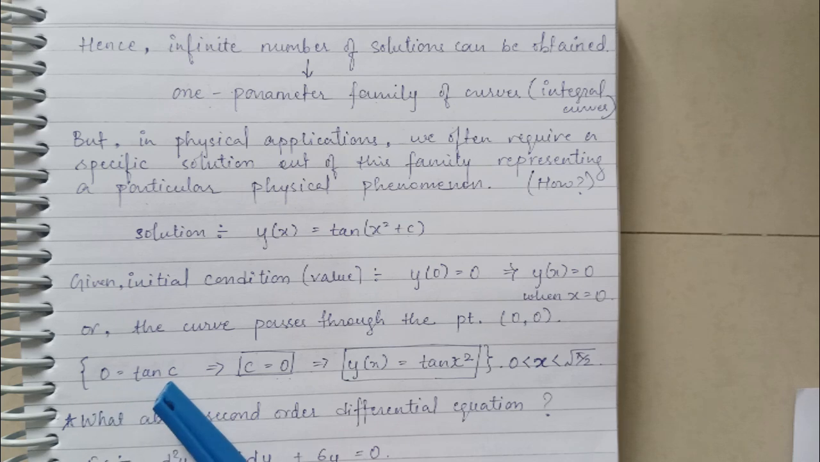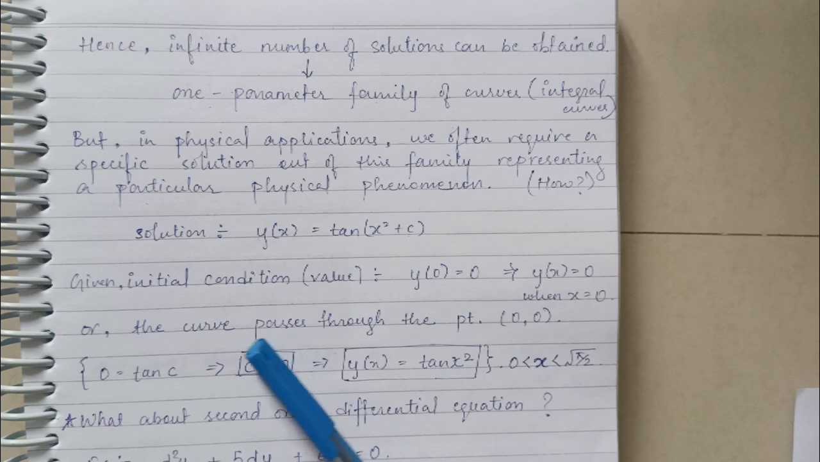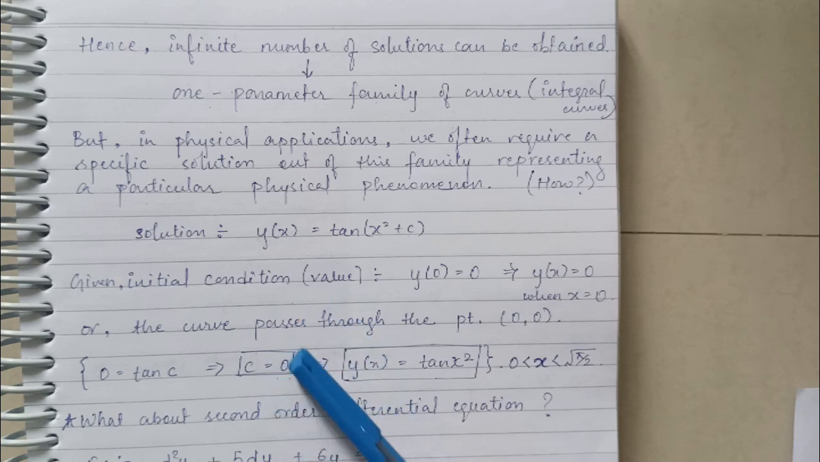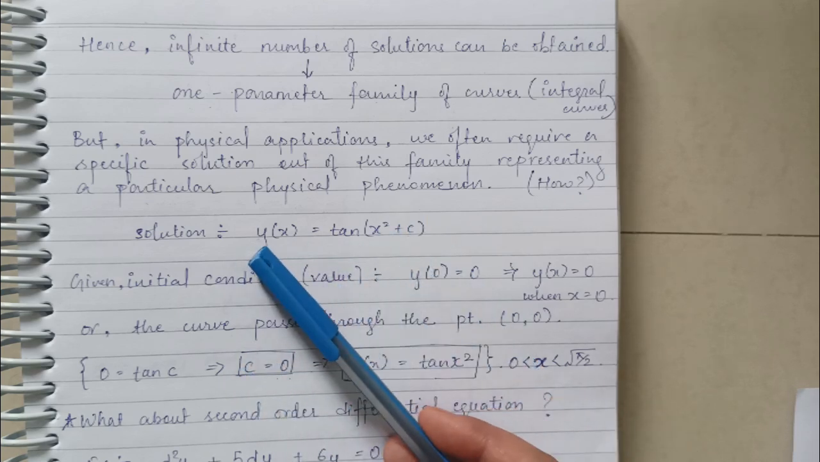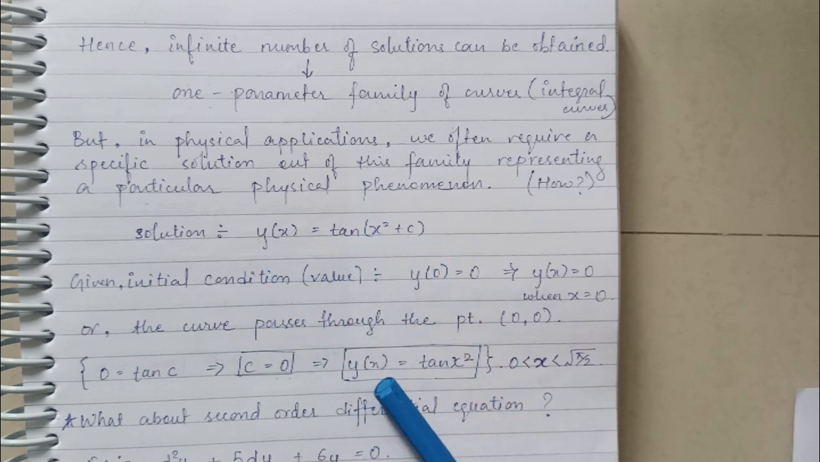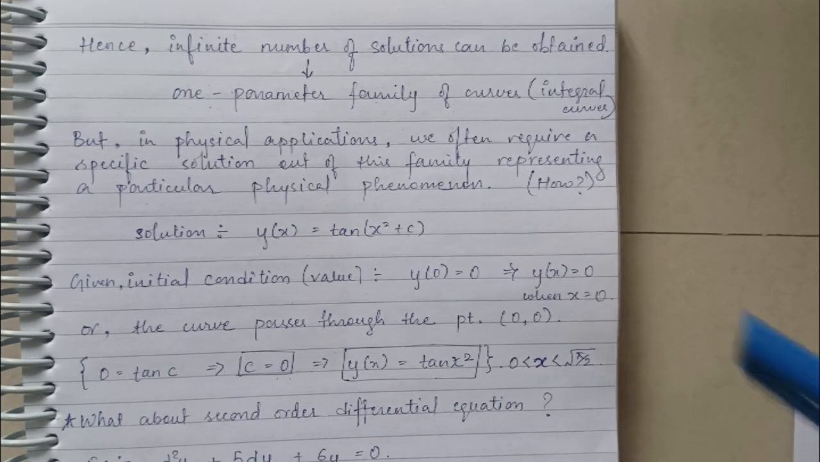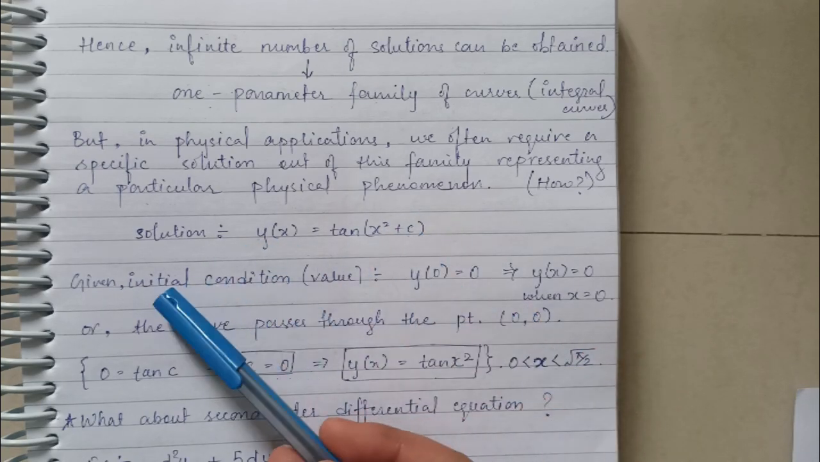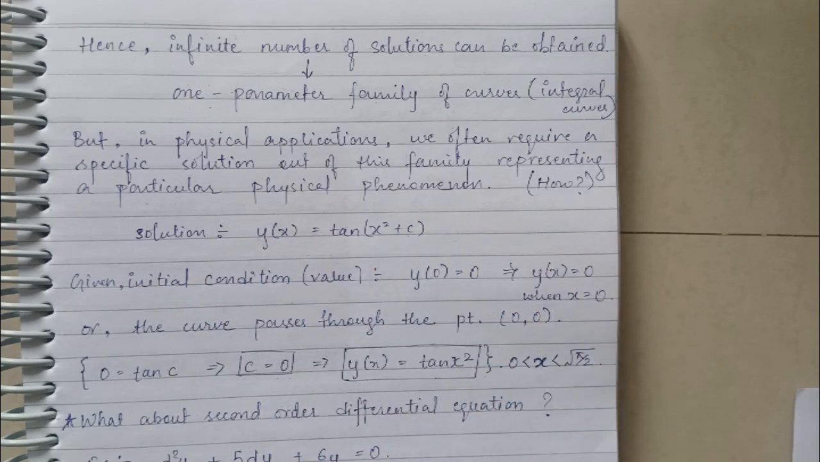0 equals tan(0 plus c). That means 0 equals tan c. And the only value of c for which tan c becomes 0 is c equal to 0. So we got that the value of c is 0 according to the initial condition that we applied. Putting this value of c in our solution, we get y equals tan(x square plus 0), which is y equals tan(x square). You can see how we eliminated this arbitrary constant from our solution just by using this initial condition.